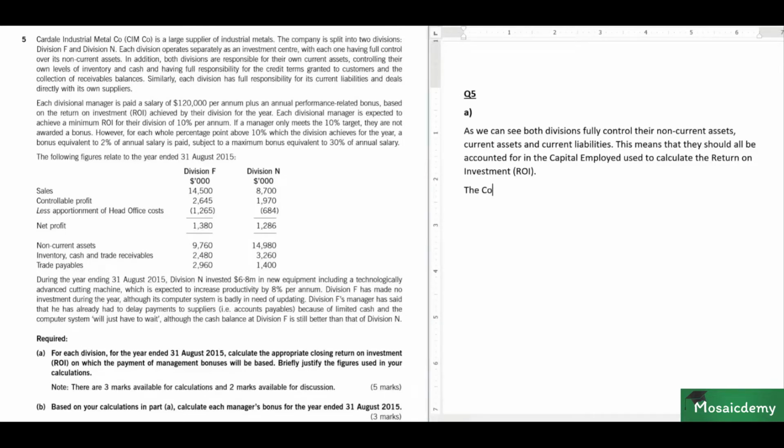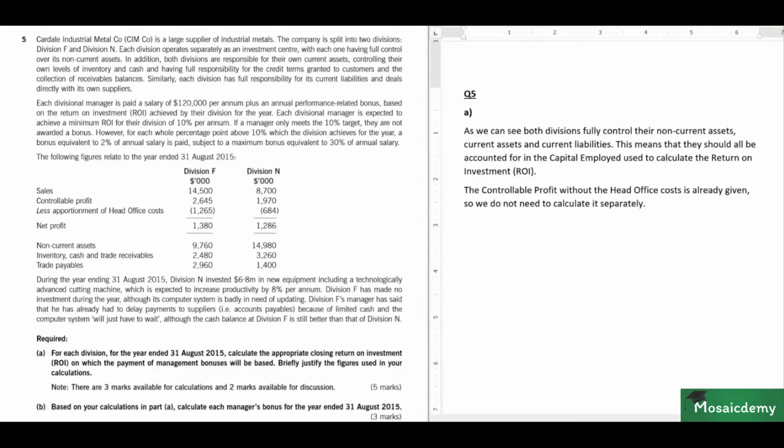The controllable profit without the head office costs is already given, so we do not need to calculate it separately, right? And generally speaking in the exam, the most commonly uncontrollable cost is the head office cost that you need to deal with. It's very rare that they give you other uncontrollable costs as well, though it is possible that that's tested as well. Okay, so we've talked about our discussion already.